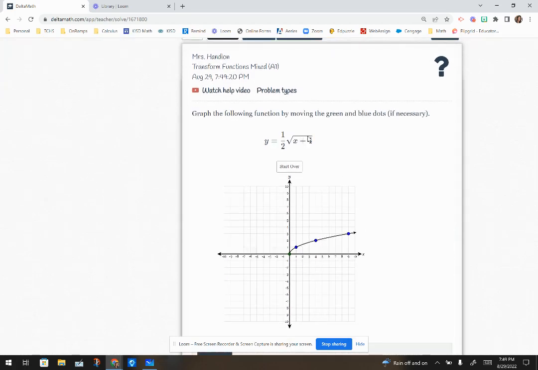Here we notice horizontal movement. Notice that we have a number adding to our x. So that's horizontal movement. We do the opposite. So I go left 4. Then I check for vertical or horizontal dilations, which I do have because of this number. Notice this number is multiplying by the whole thing. So it's going to change my y values. So I'm going to multiply 1/2 times the y.